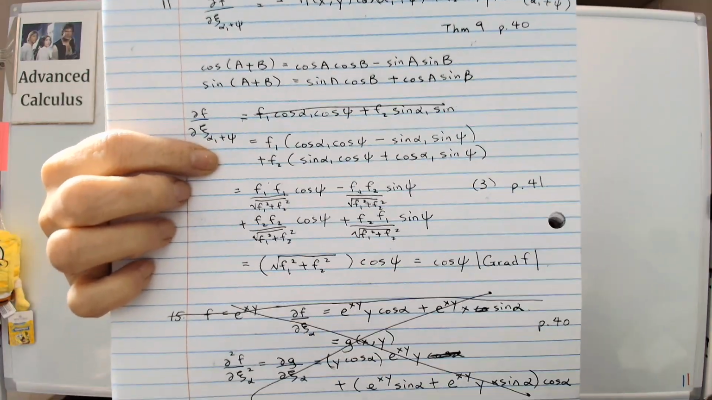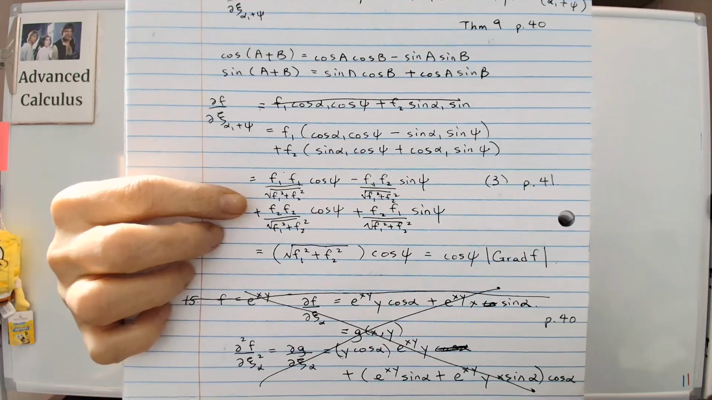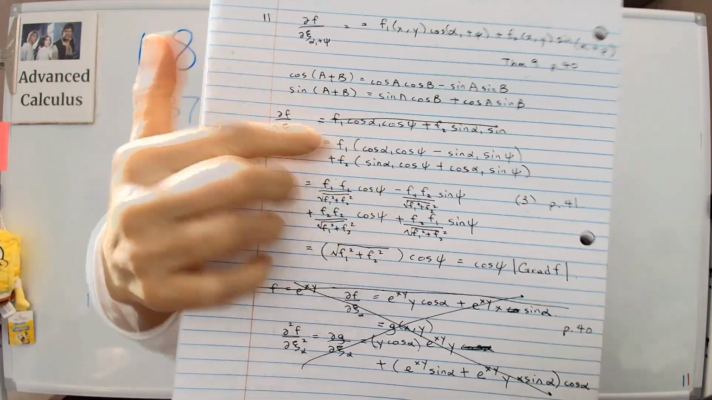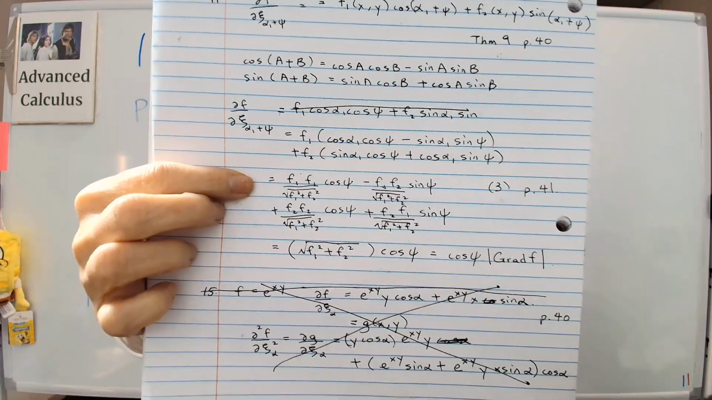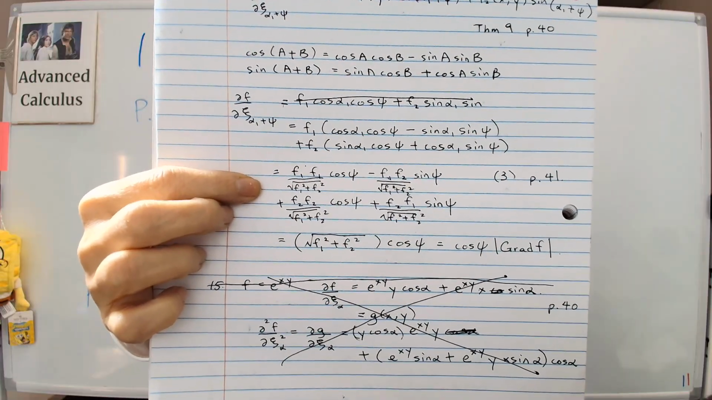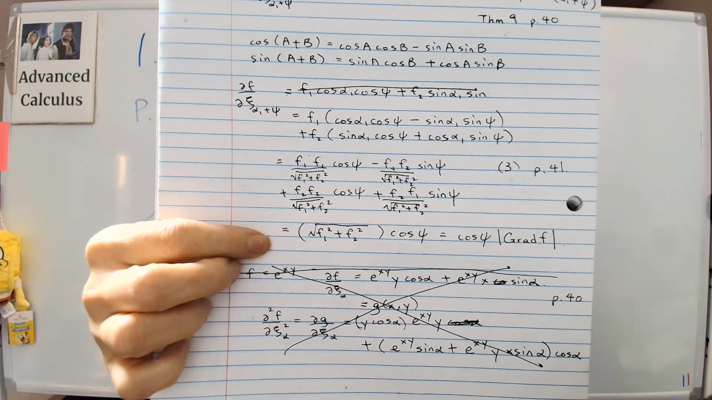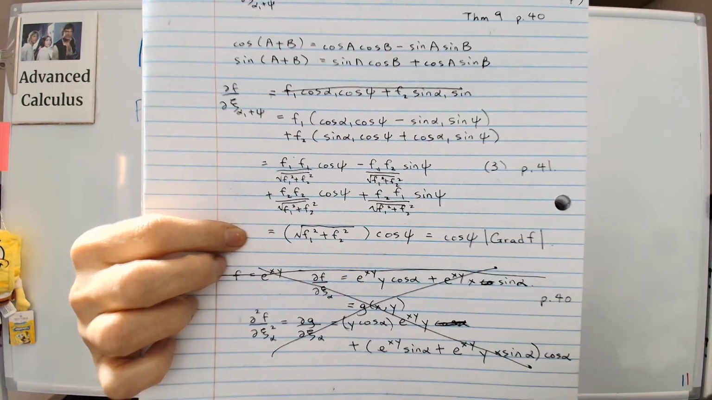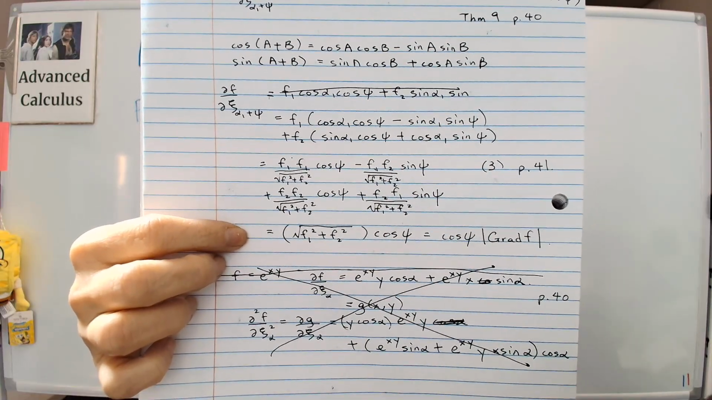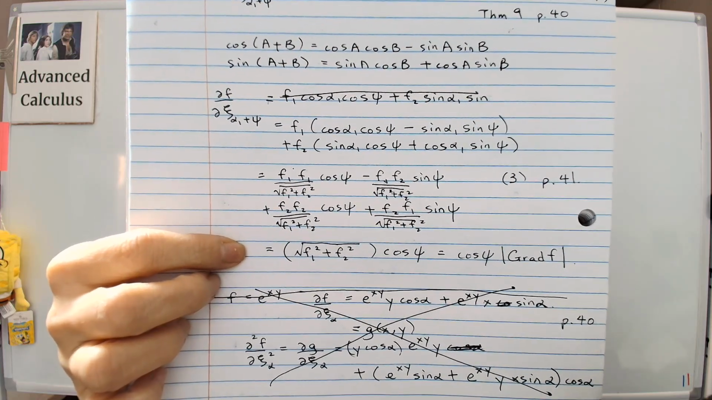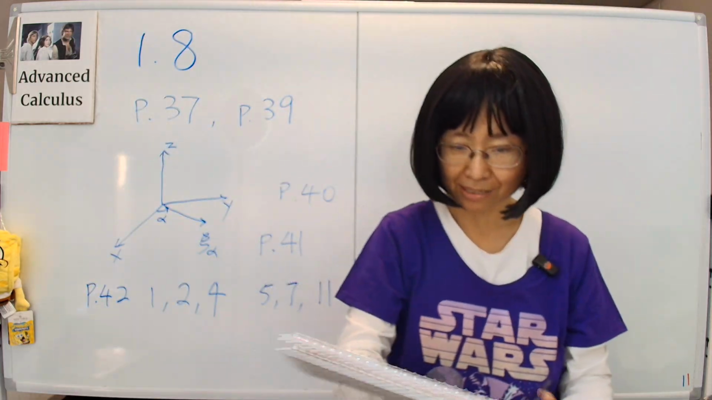And once you plug it in, you notice that two of these things, like that one and that one, are identical, so they're able to cancel themselves out. And as a result, we will end up with just this. Okay, and then when all is said and done, it equals the cosine phi grad f that the book wants, and that is the answer.